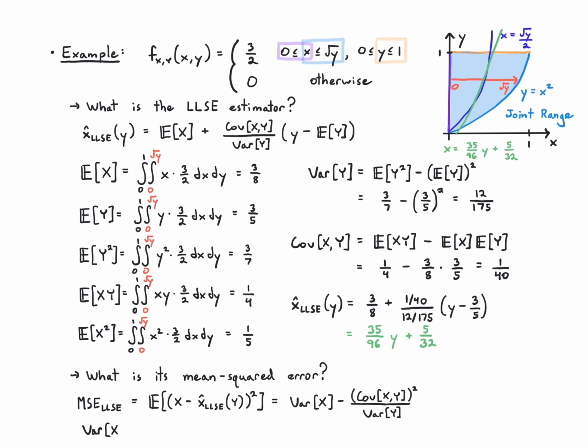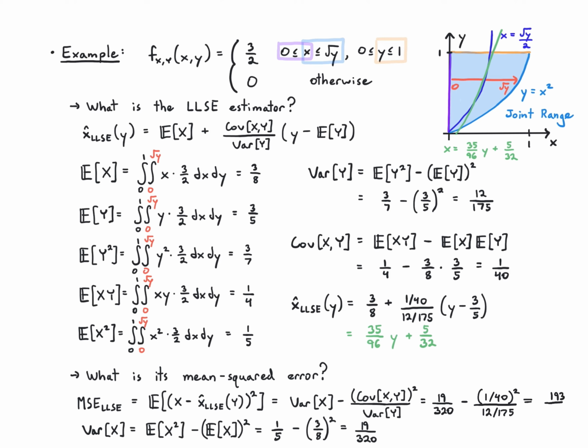I get 1/5. I use the alternate variance formula here. So I'm just going through all the details. It's a little bit tedious, but now we're almost done. So we get 1/5 minus 3/8 squared, and I get 19 over 320. And so if I plug all of this in, 19 over 320 minus 1 over 40 squared over 12 over 175, I get 193 over 3840. And this works out to be about 0.0503. Okay, so it's a little bit higher.